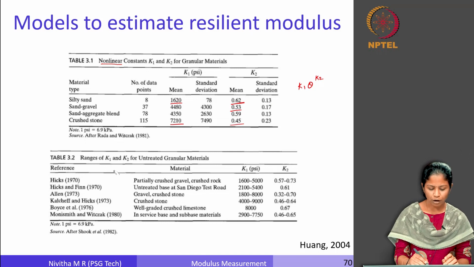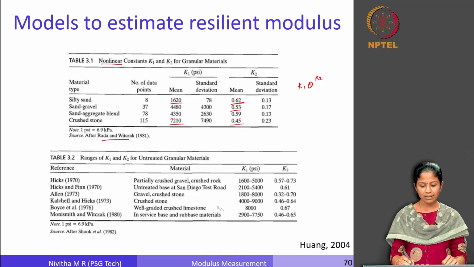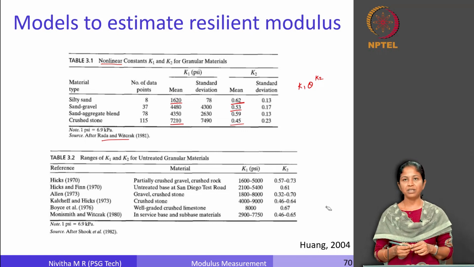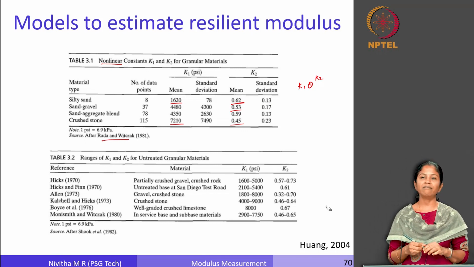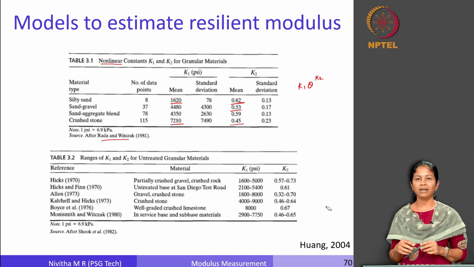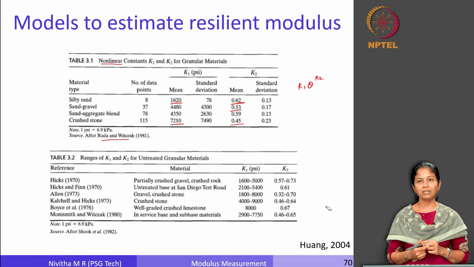Again, for untreated granular materials from other references, this is from one particular reference for different kinds of materials. For other materials also these values are given, so it all varies over a range. Many of the design procedures, or at least a few of them, have this model to compute the resilient modulus for different confining pressures. If you look at the MEPDG model, they divide the granular layer into different sublayers, and for each sublayer the confining pressure is varied and the resilient modulus is computed.